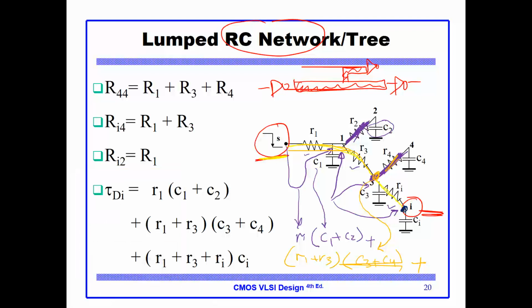So the resistance is what? R1 plus R3 plus Ri, because this is 1, 2, 3, multiplied by the capacitance in this node, which is Ci. No, this should be Ci, not C4. Okay.